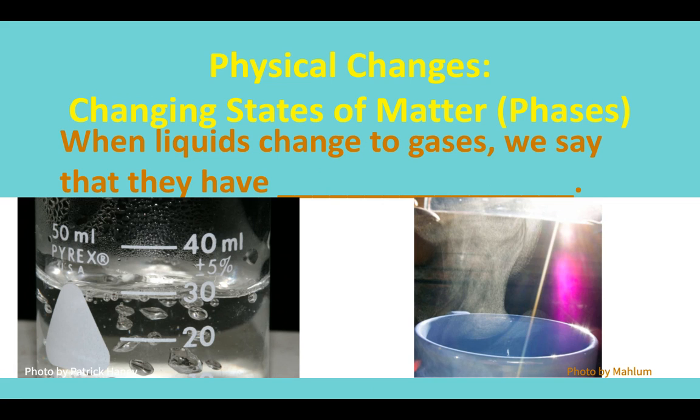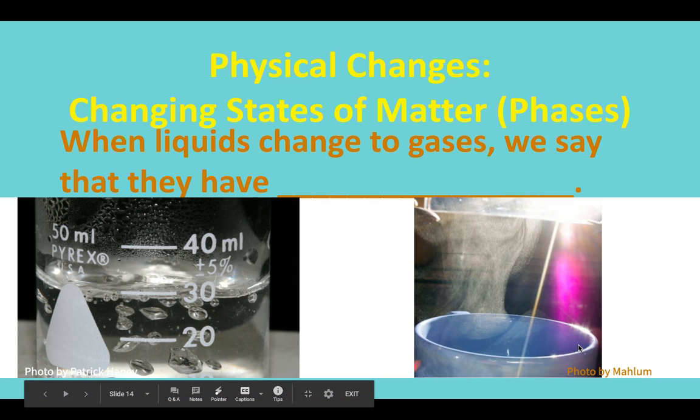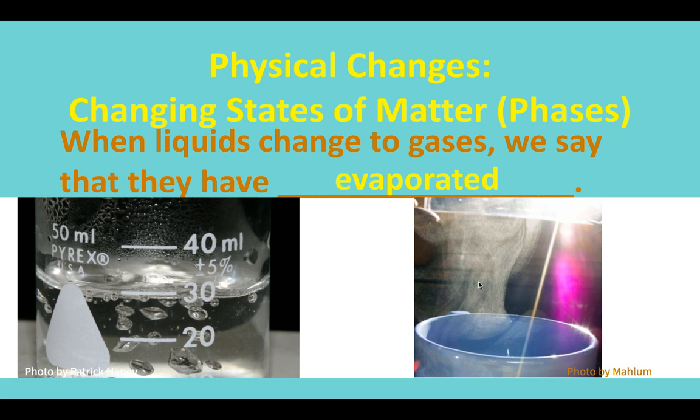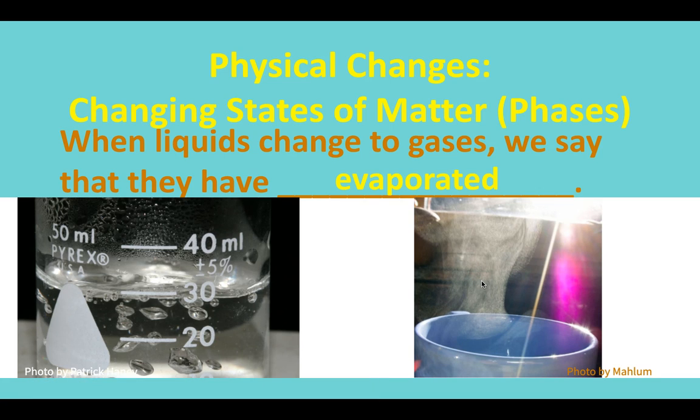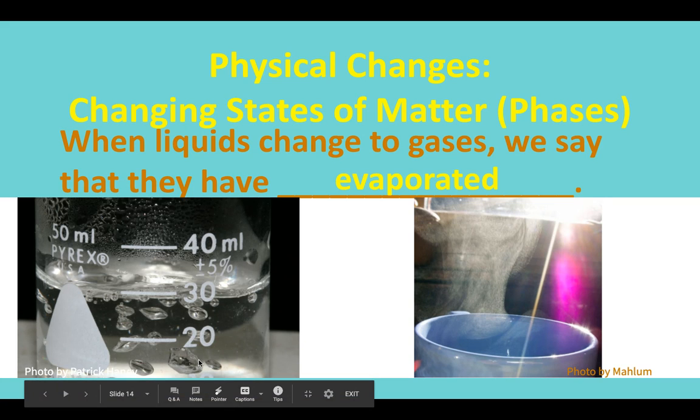Next, when liquids change to gases, we say that they have what? Evaporated. When we add enough heat to a liquid, it will begin to boil and eventually you will create water vapor. Again, water vapor. This gas is still water. It's just in a different phase. It looks different. If we wanted, we could do something to make it back into liquid water.